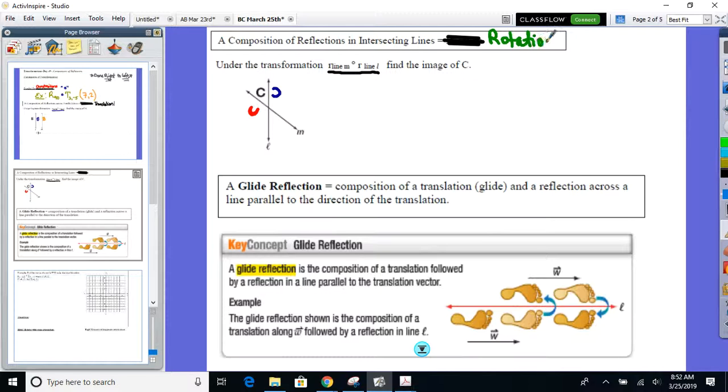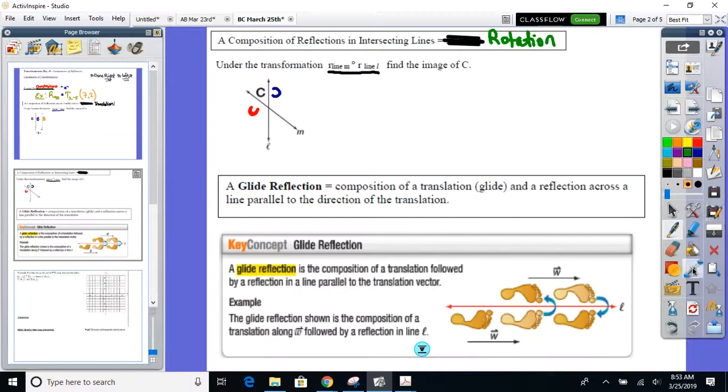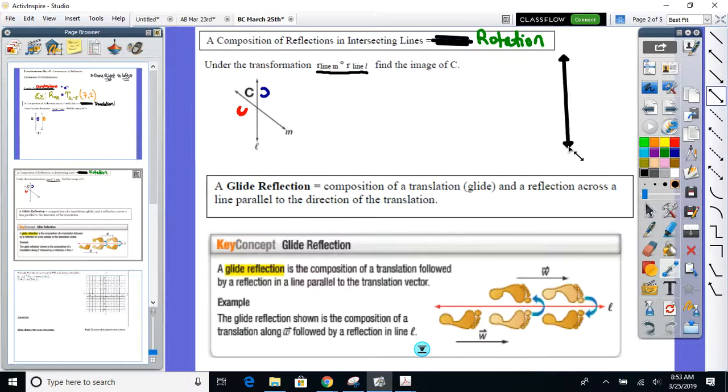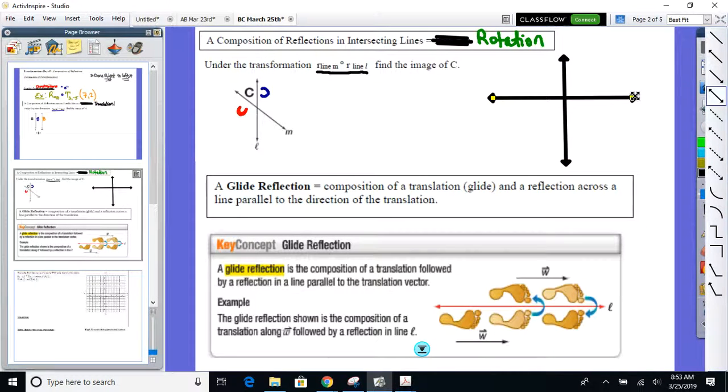And I just want to show you where we would use this. What's the most famous pair of intersecting lines we deal with? Go ahead, Ella. The X and Y axes. Right? Everyone agree? So if you're ever asked to reflect a figure through the X and the Y, that's the same as doing what to it? Rotating it. It should be a rotation from the beginning.